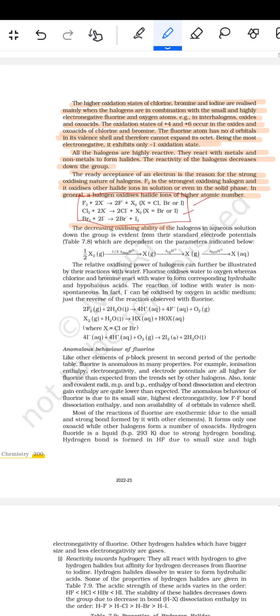The decreasing oxidizing ability of the halogens in aqueous solution down the group is evident from the standard electrode potentials, which depend on the parameters indicated below. Half X2, half dissociation enthalpy of X2, and then the electron gain enthalpy of X to X⁻, and then for X⁻ the heat of hydration, giving X⁻ aqueous, from gaseous to aqueous.